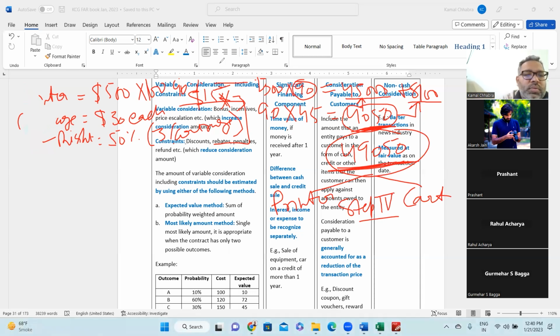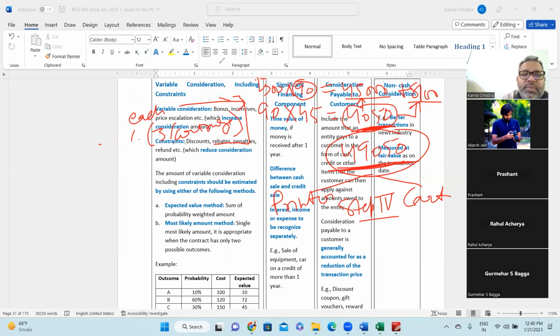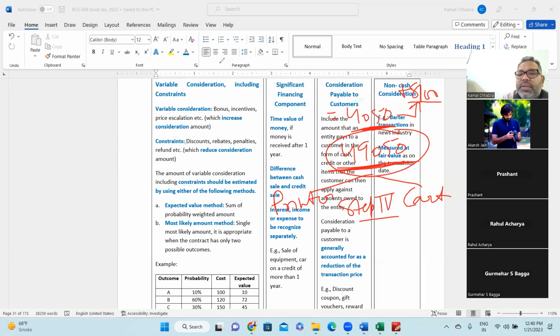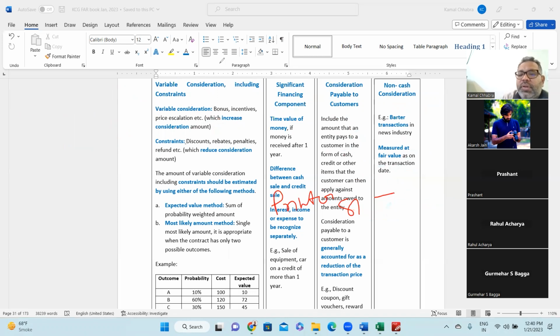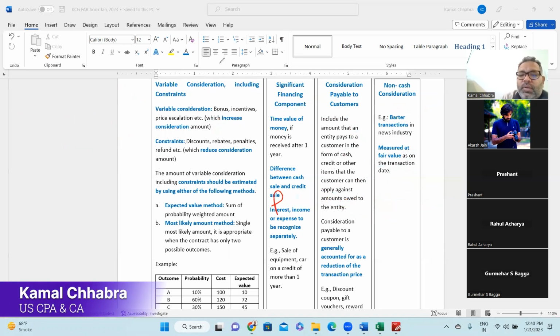Cool. So let me remove this one. So transaction price includes fixed price plus variable consideration, minus constraint on the variable consideration, minus significant financing option, right? Then consideration paid and payable to the customer in future, that will also reduce it, right?